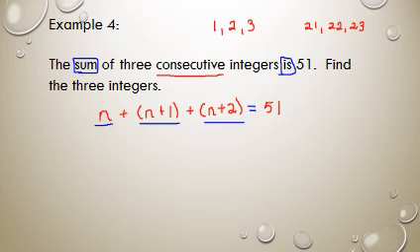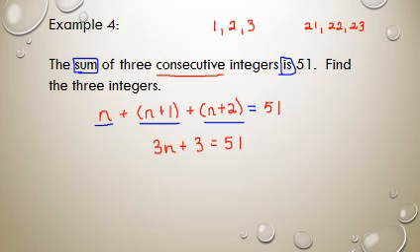So the first thing we're going to do is get rid of these parentheses and just combine our like terms. If I've got n plus n plus n, that gives me 3n. And then 1 plus 2, that gives me 3. Equals, and then bring down the 51. So now we're solving a simple two-step equation.